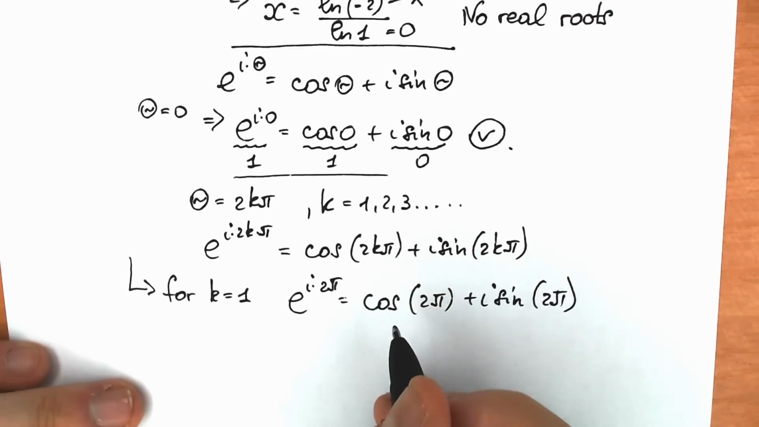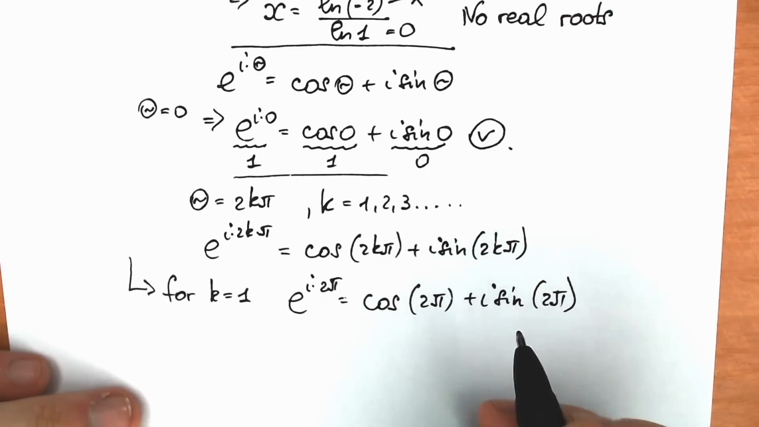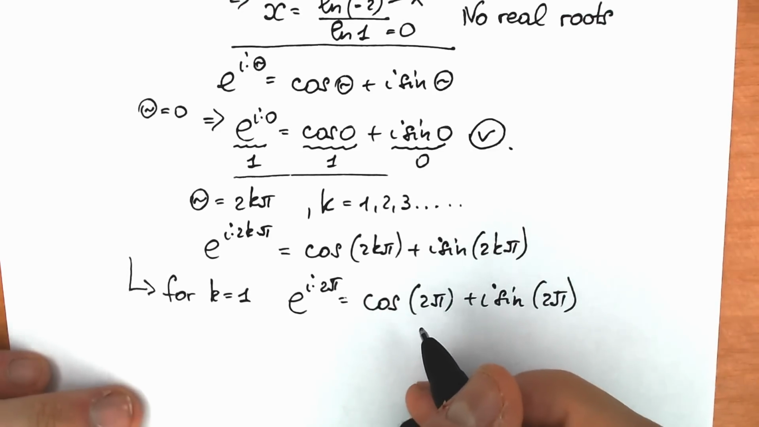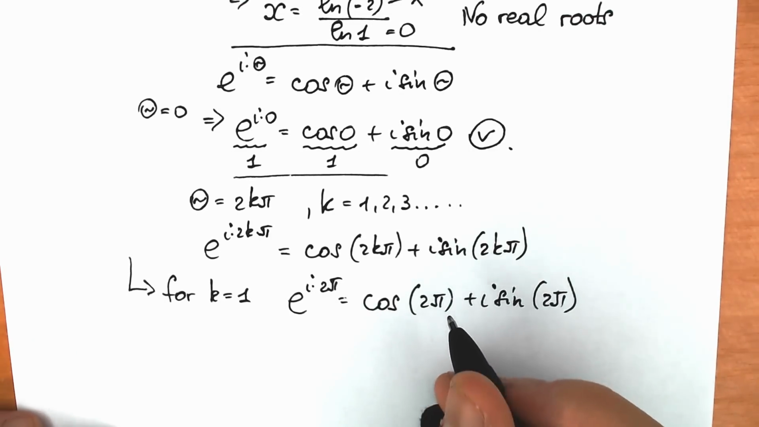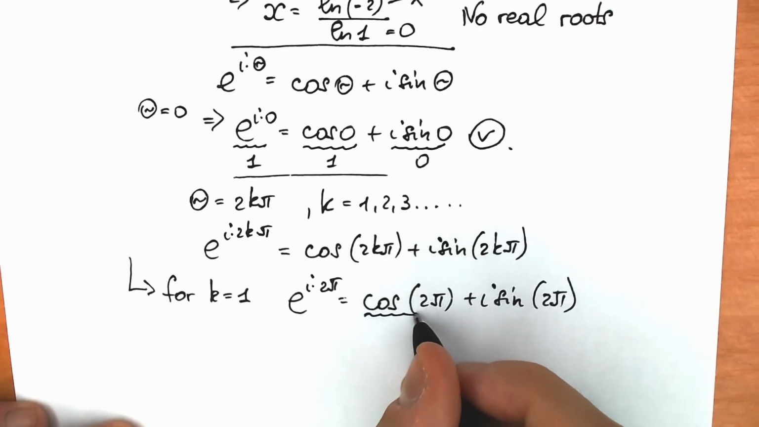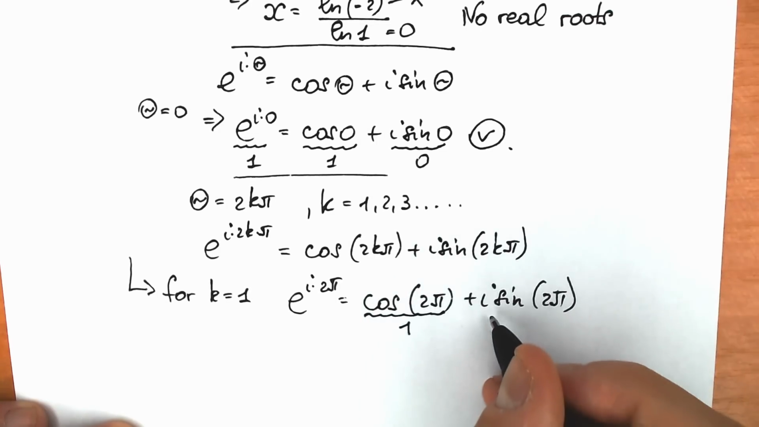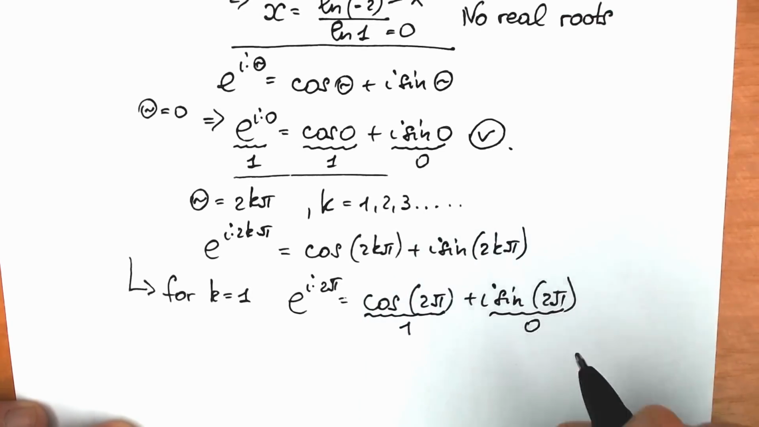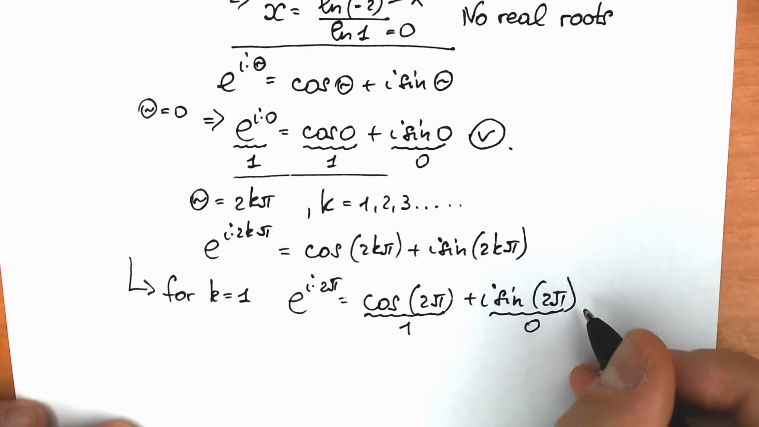Now let's look closely. Cosine 2 pi we can easily find: cosine 2 pi equal to 1. And sine 2 pi equal to 0. So we are talking about 1 plus 0, which is equal to 1.